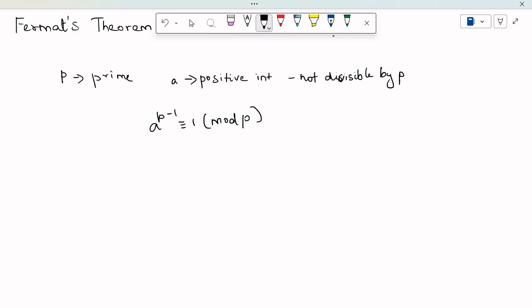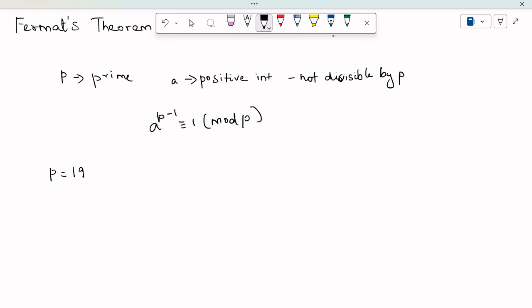So if I want to check whether P is prime or not, then I should choose a positive integer A in such a way that it is not divisible by P. Then it will satisfy this particular condition. So here our goal is to check whether P is prime or not. Let us take the value 19. We know that it is prime, so it should satisfy this condition.